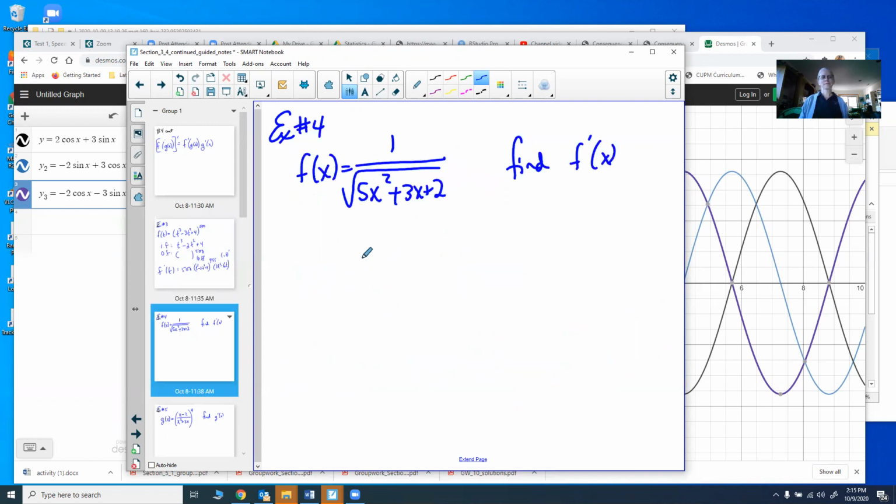Let's do another one. Let's look at this one. Again, I don't like having square roots and things in the bottom. So I'm going to rewrite this. This would be 5x squared plus 3x plus 2 to the negative 1/2 power.